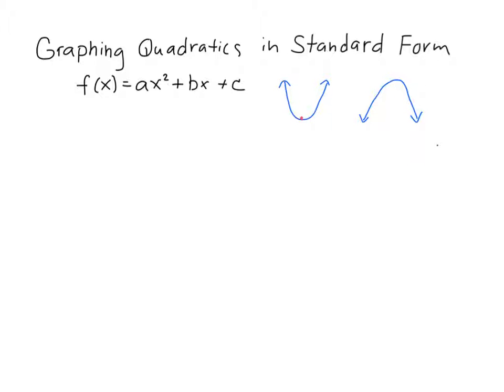The low point or high point on our parabola is called the vertex. If our parabola is concave up, then the vertex is a minimum point. If our parabola is concave down, then the vertex is a maximum point. When we graph parabolas in standard form, the first thing we will locate is the vertex. The x-coordinate of the vertex can be found by using the equation x equals negative b over 2a. Once we find the x-coordinate, we'll simply plug that in to find the corresponding y-coordinate.